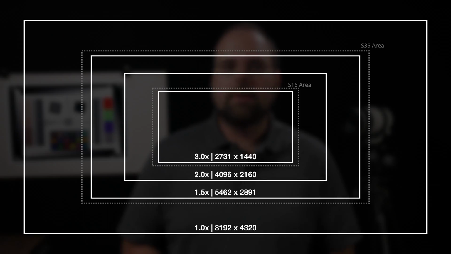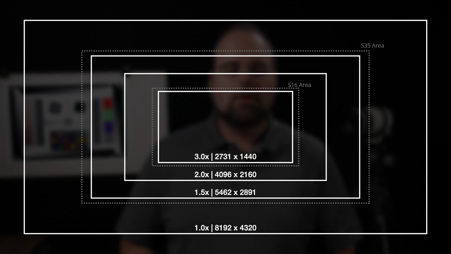So I sat down and calculated the effective resolutions that we should be working with. At 1.5x digital teleconverter, we should be looking at about 5462 by 2891 pixels from the sensor. So that's more than 4K resolution. That should be downsampled to 4K, and we should get a pretty good image out of that. 2K obviously should get a really good image out of that.